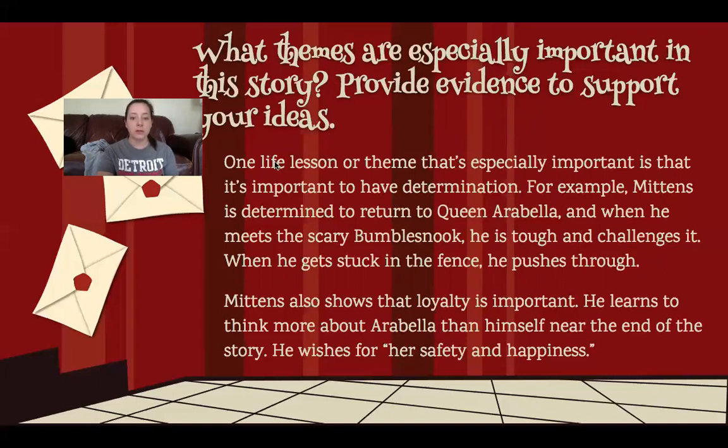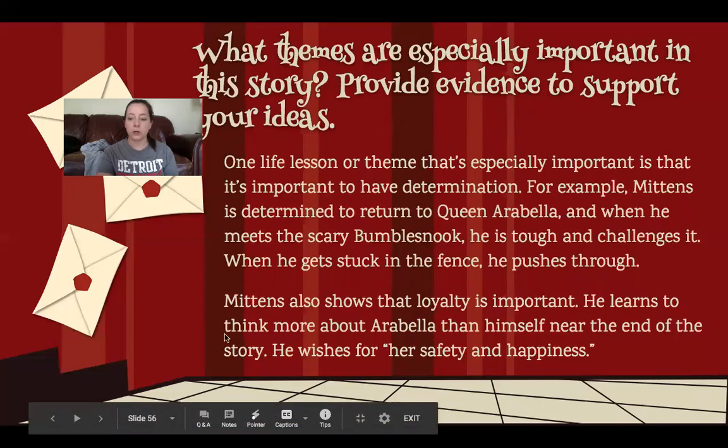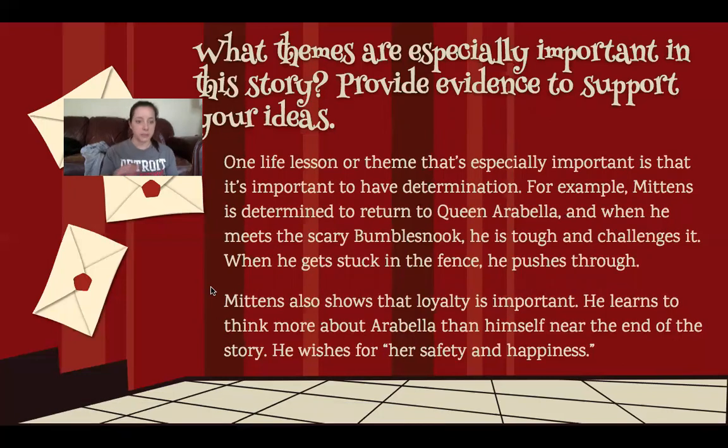So this person wrote, one life lesson or theme that's especially important is that it's important to have determination. For example, Mittens is determined to return to Queen Arabella, and when he meets the scary Bumblesnook, he is tough and challenges it. When he gets stuck in the fence, he pushes through. Mittens also shows that loyalty is important. He learns to think more about Arabella than himself near the end of the story. He wishes for her safety and happiness. So a few things I'm noticing here.